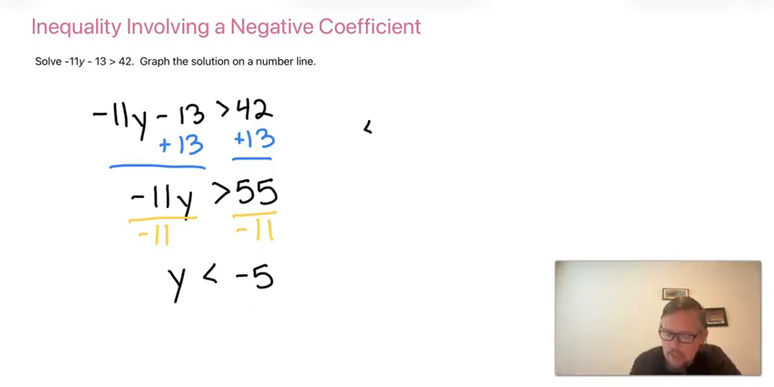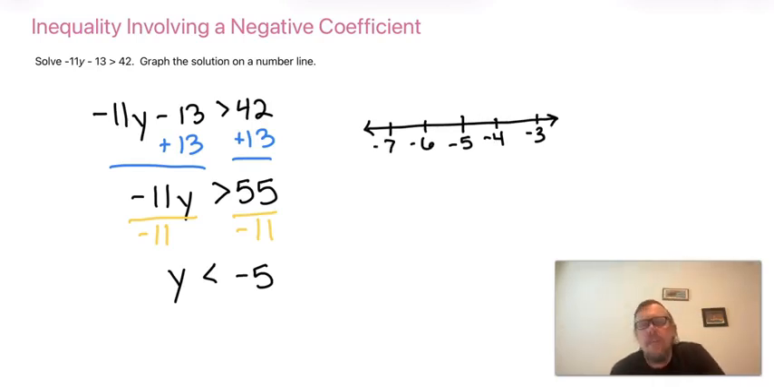Okay, and now we're going to graph the solution on a number line. So negative 5 is going to go right in the middle, because that's what we got as our main point on our inequality. And so we'll just go down a couple and up a couple. Remember, negatives go the opposite direction. So when we go up a couple, it's negative 4, negative 3. Down a couple is negative 6, negative 7.